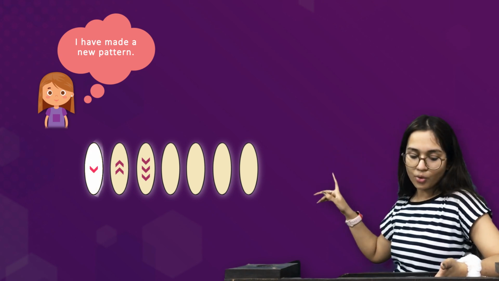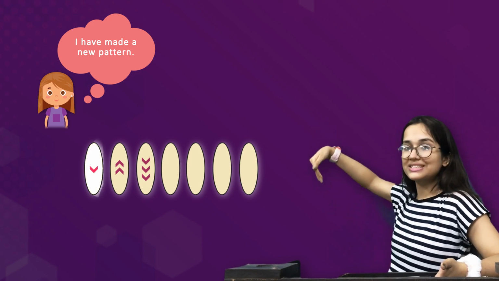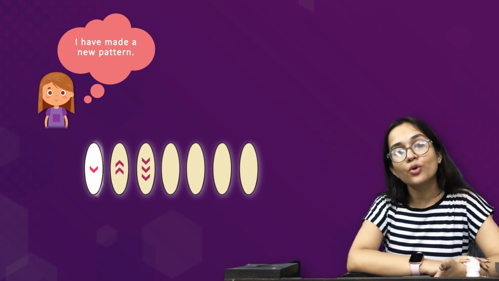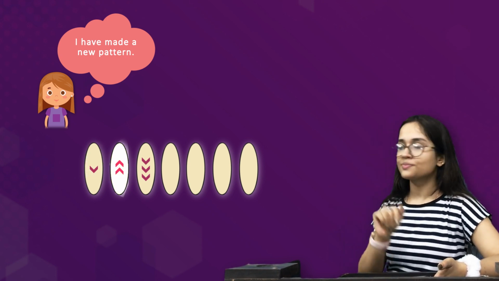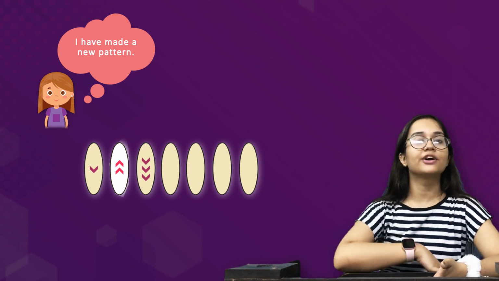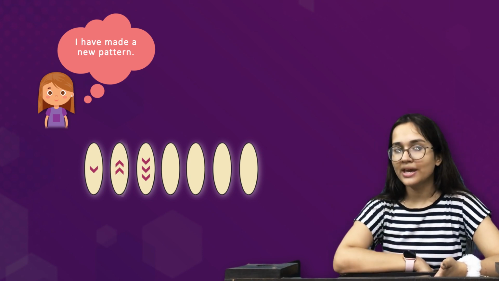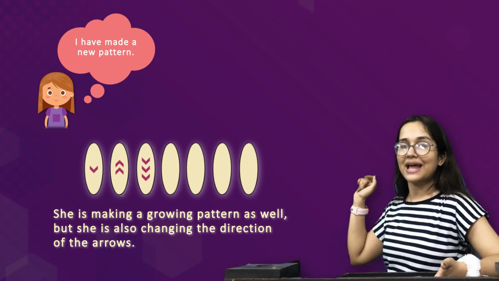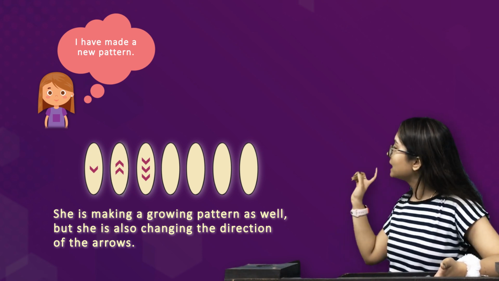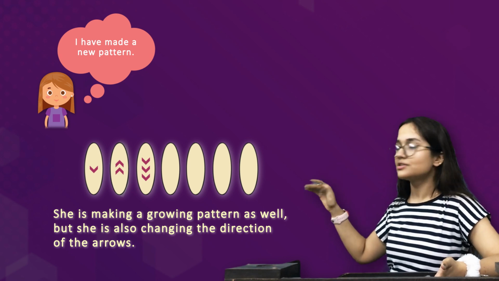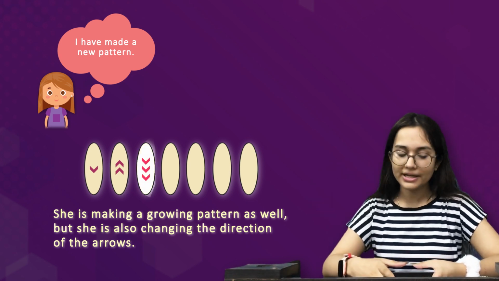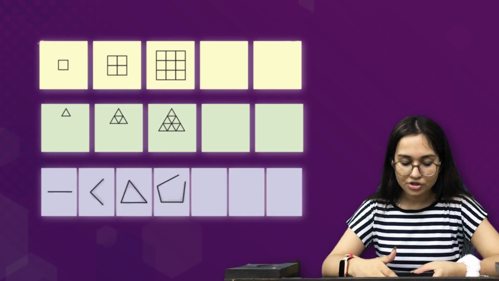There is one arrow which is pointing downwards, but there is something more exciting in her pattern. In the second number, there are two arrows, but they both are pointing in the upward direction. So she is making a growing pattern as well, but she is also changing the directions of the arrows. After two arrows pointing upwards, she next draws three arrows pointing downwards. So we also need to try this.